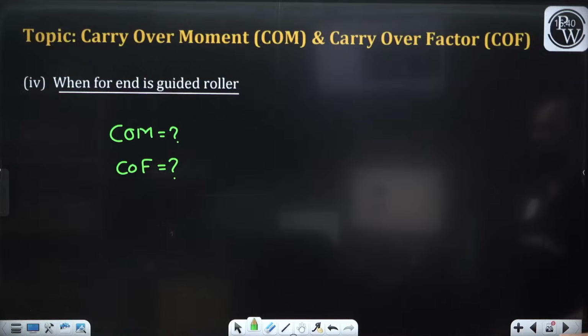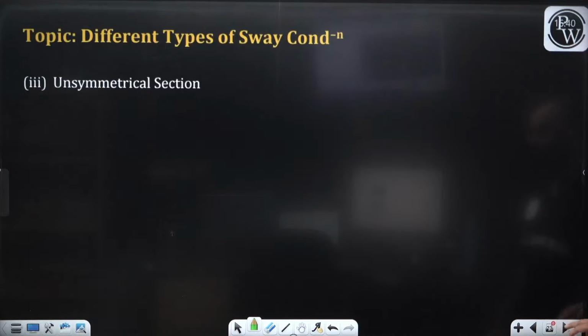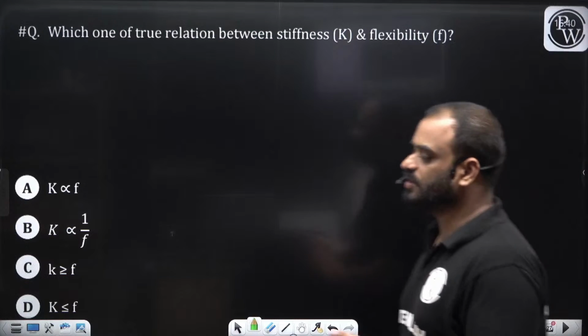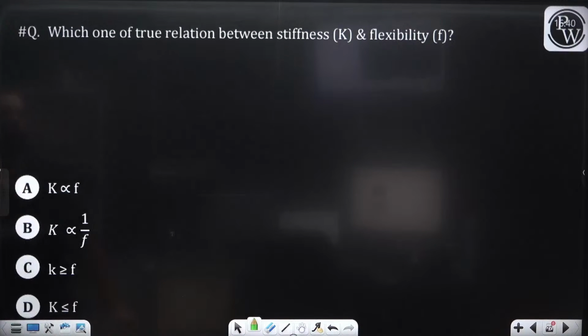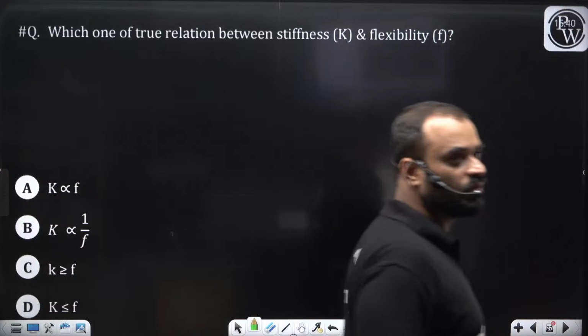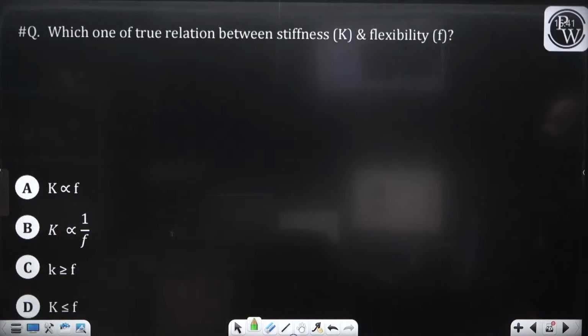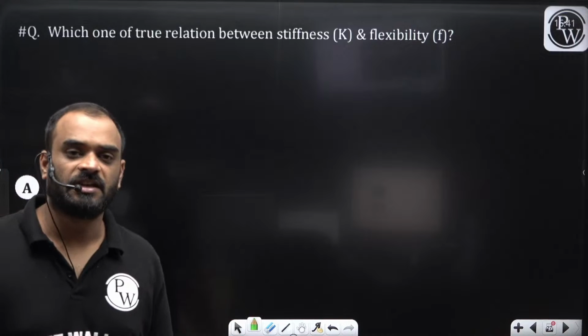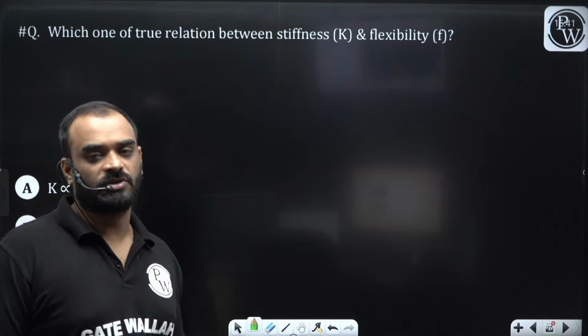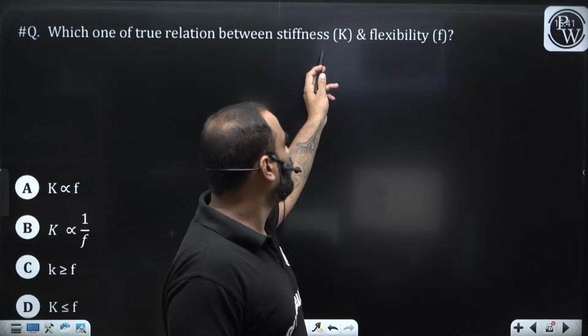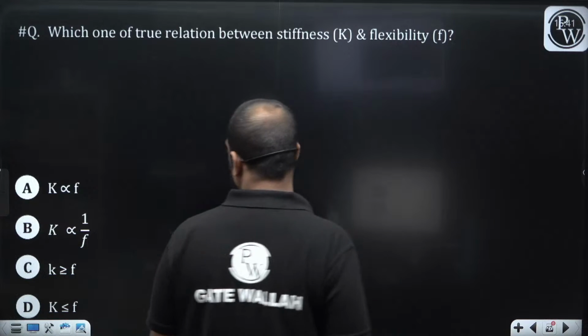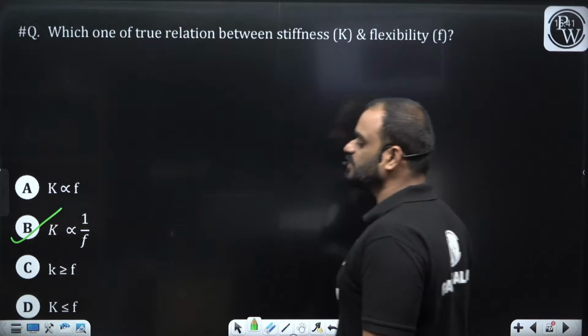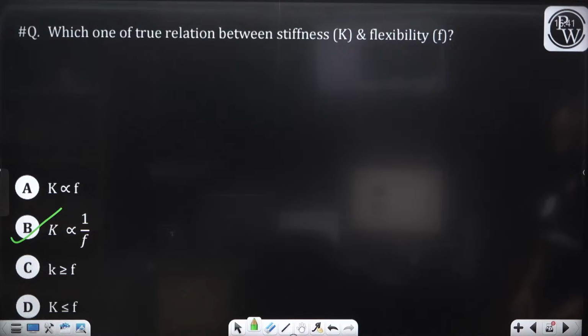Okay guys. Now let's see the question part. This is first question. You need to tell me which one of the relations is true between stiffness and flexibility. So we know that stiffness is the force required to give unit displacement, and flexibility is the displacement caused by unit force. So in this particular case we know that both are inversely proportional to each other, right? So that's why B is the correct answer for this particular problem.